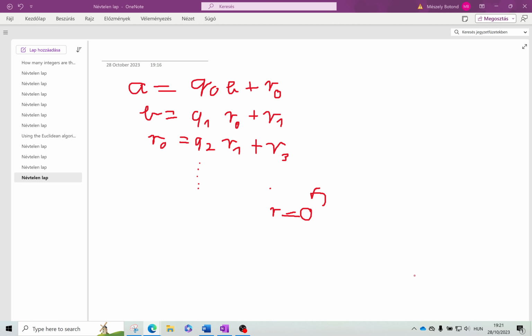Any questions? I have a question. Yes. Why is it R3 and not R2 in the third line? Because I messed up the numbering. That's the only reason. It should be R2. R2, thank you. You're welcome.